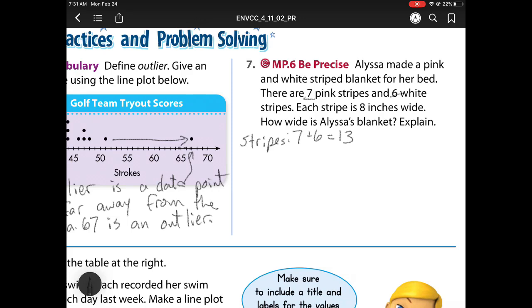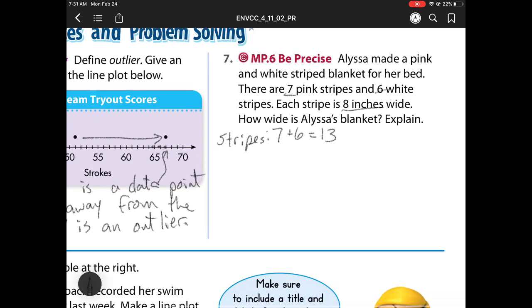Now, what I have is I have 13 groups because those are my stripes. And how big is each group? Well, each group is 8 inches long. So I have 13 times 8, which when I regroup, I get 104. So how long is it? It's 104 inches.